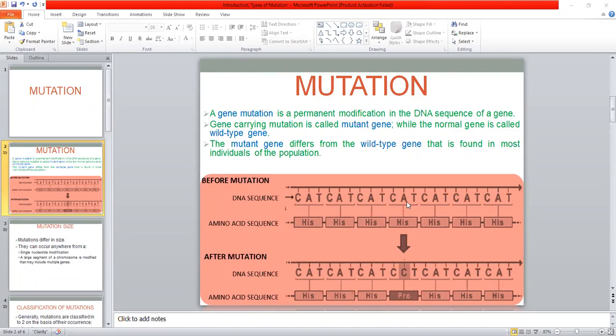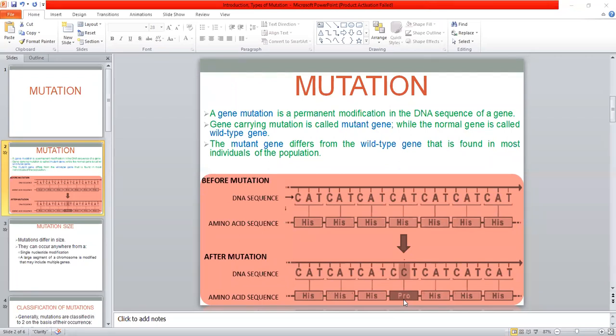The mutation occurs at this nucleotide, adenine, and due to the mutation, adenine is replaced with cytosine. So, as a result of the mutation, the adenine nucleotide is replaced with the cytosine nucleotide, and the new triplet now is CCT. This triplet doesn't code for histidine, but it codes for a different amino acid, proline. Proline is abbreviated as PRO.